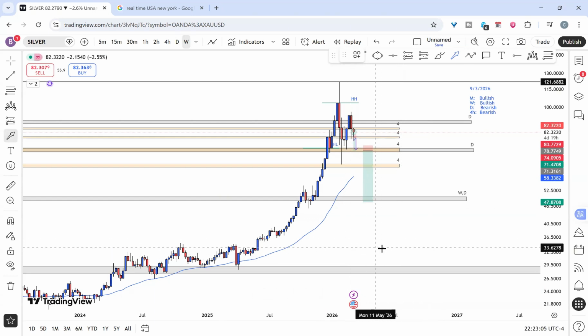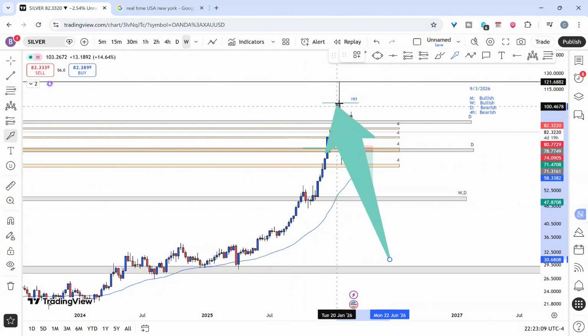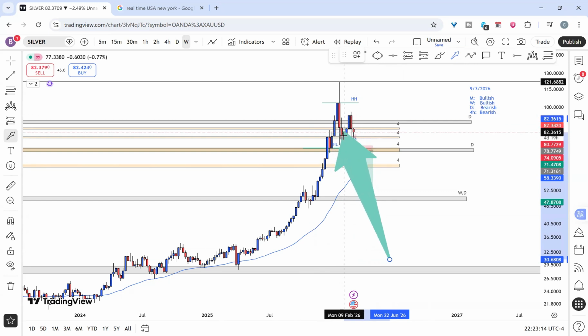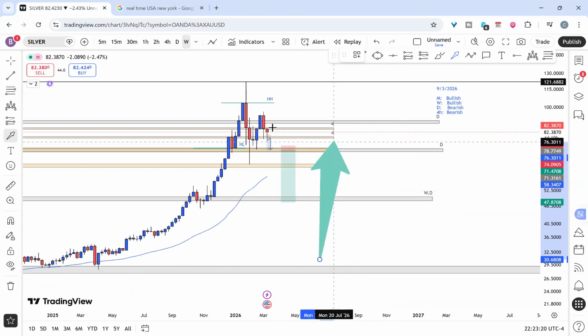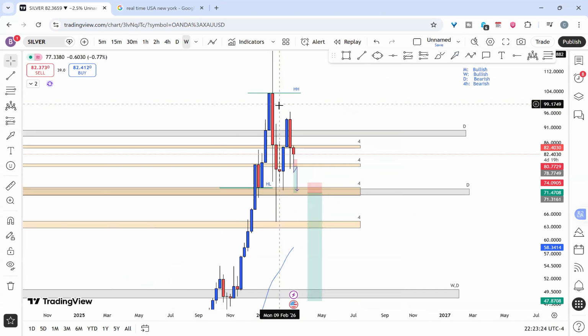All right, so now let's move on to silver. So silver on the weekly time frame, it has a very beautiful bullish momentum, but we can see a pressure coming to the downside for 2 weeks straight. As you guys can see here, two of the red candles.